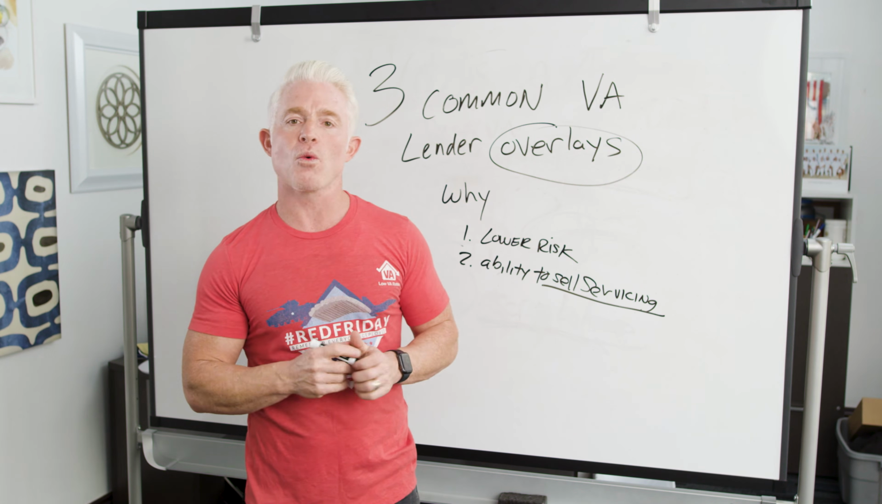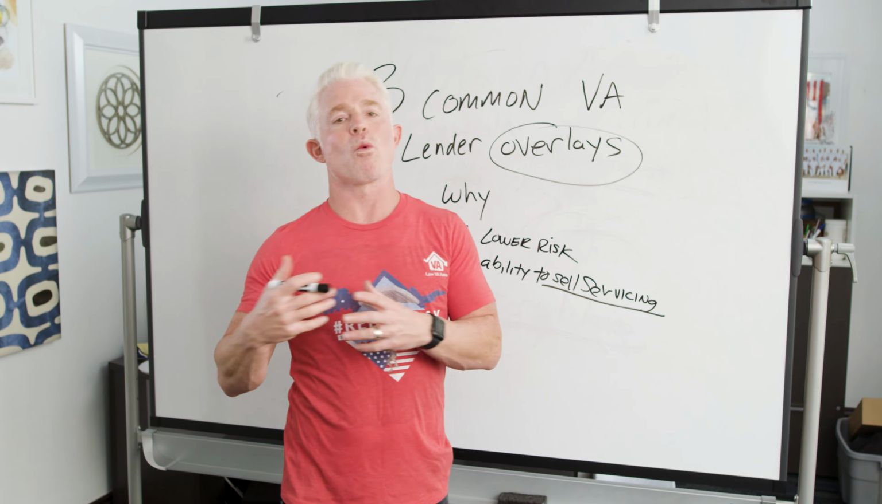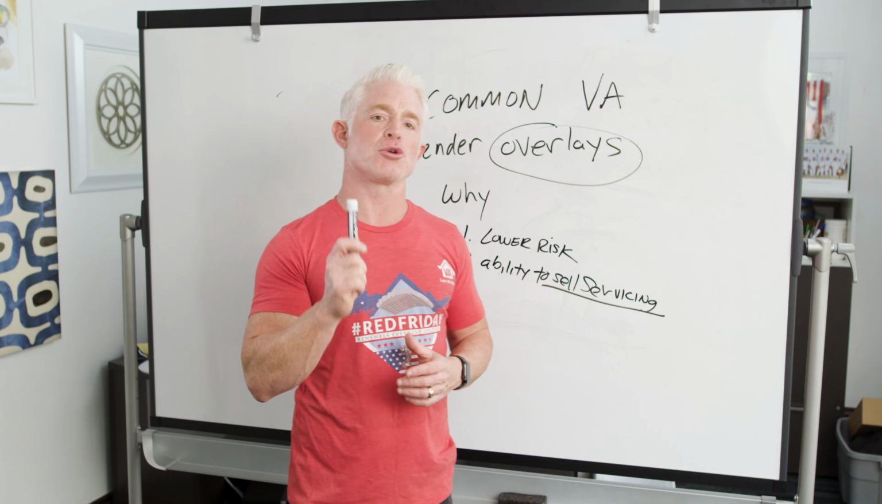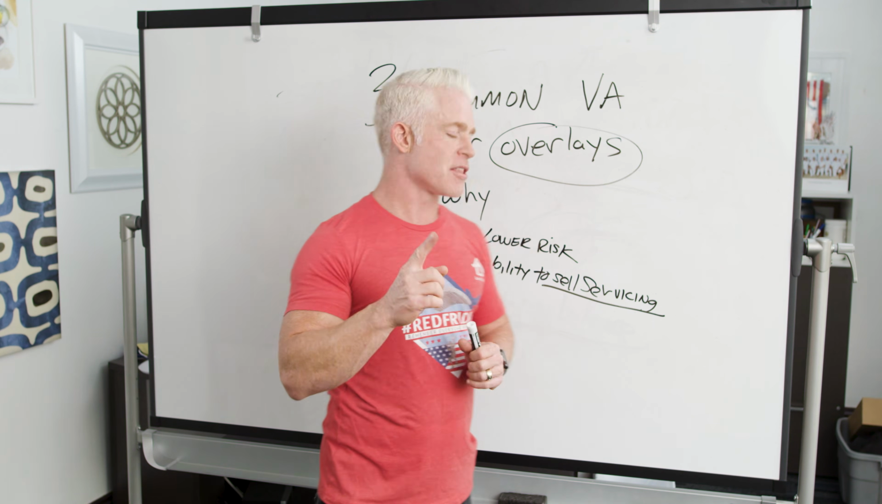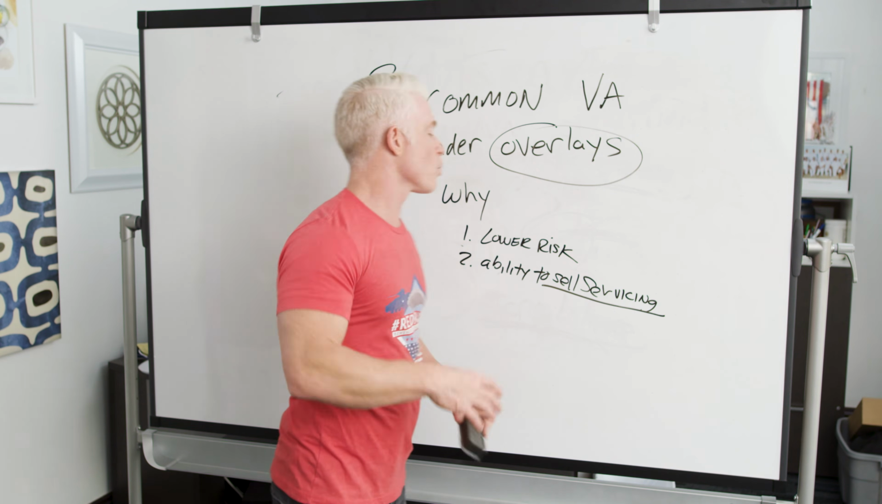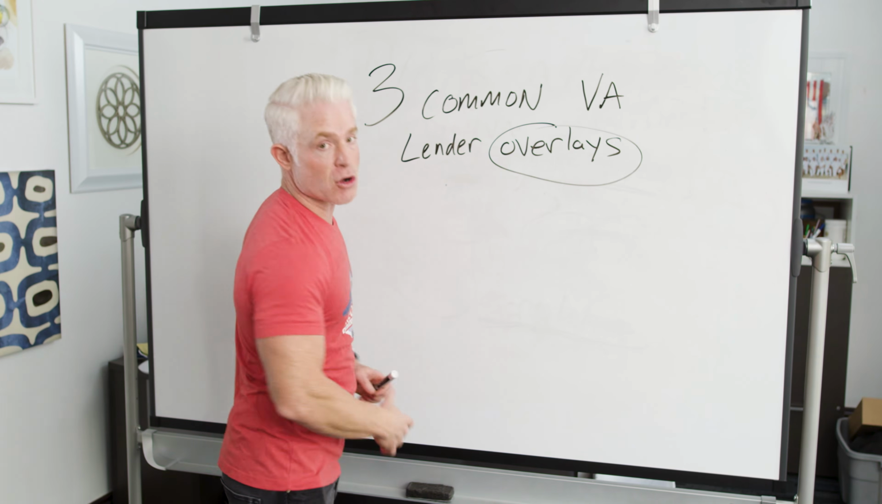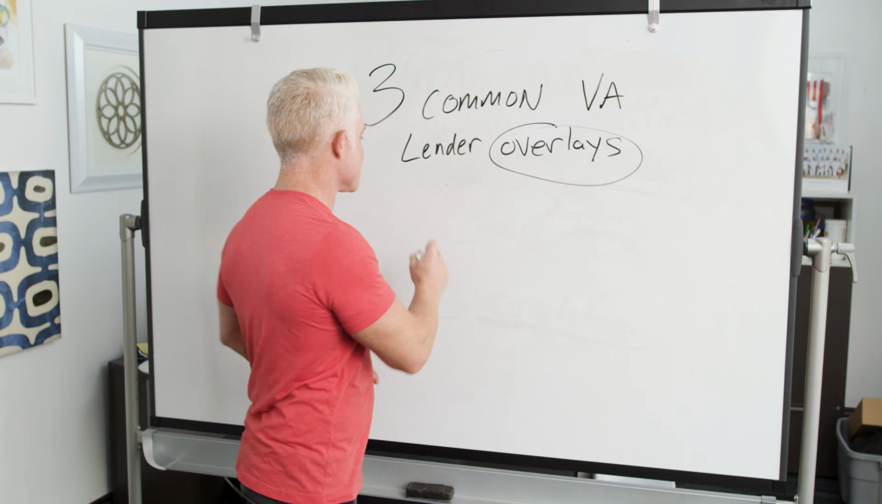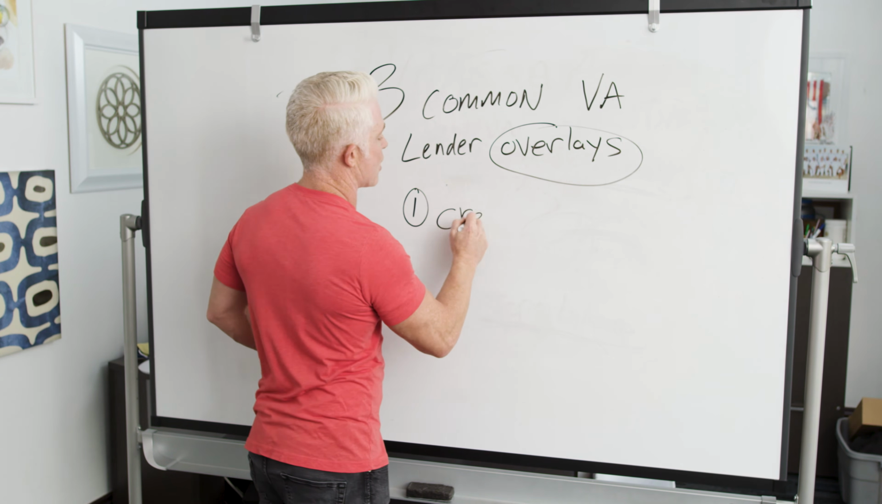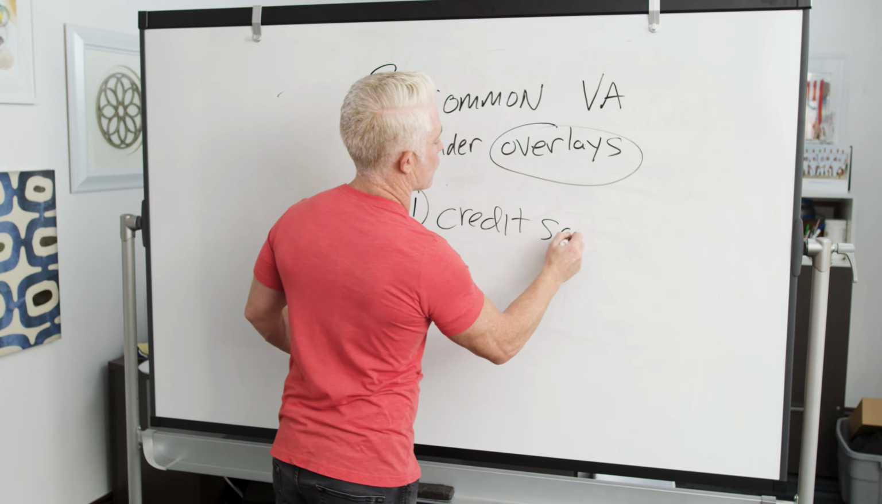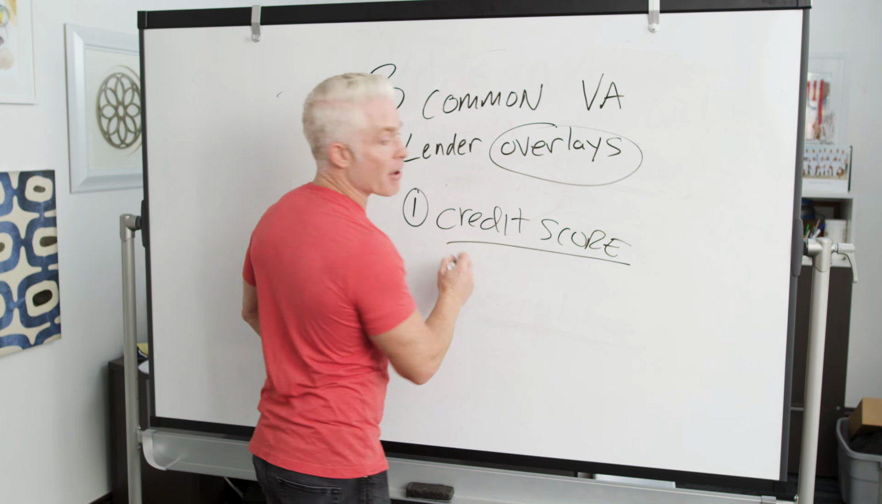But now that you know what overlays are and why they happen, let's talk about the three most common ones that you're likely to encounter when looking for a VA loan. We're going to get right into this list. Number one, and I just alluded to that a second ago, credit score overlay.